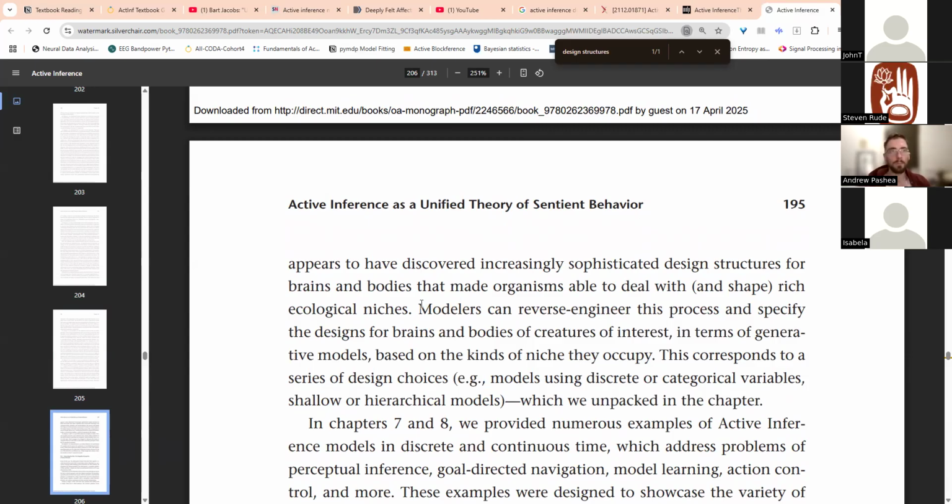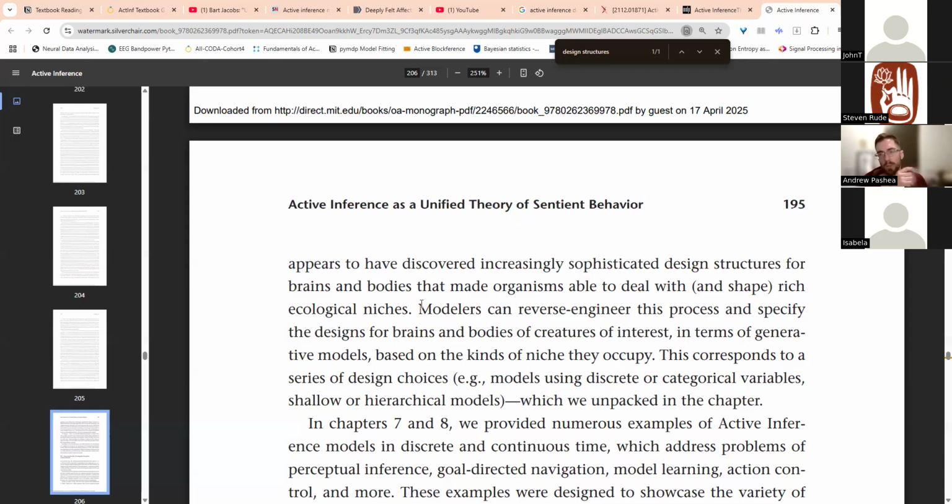The idea that you're reverse engineering design and that you can specify the designs for brains and bodies implies that you could make one. I mean, it's not contradicting. It is kind of saying that in a sense. You're still ultimately modeling it, right? But you do have to make decisions. It kind of goes back to what I was saying earlier. It says you can specify the designs for brains and bodies. That implies that you can design them, because if you have a design, you can design it, right?